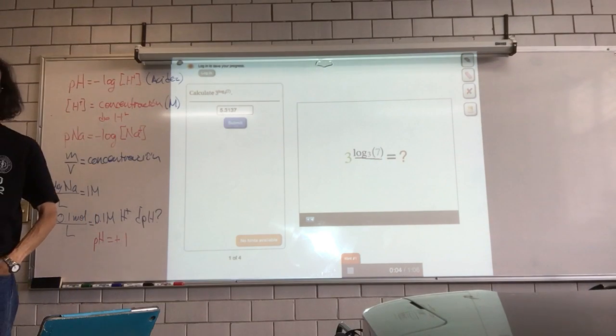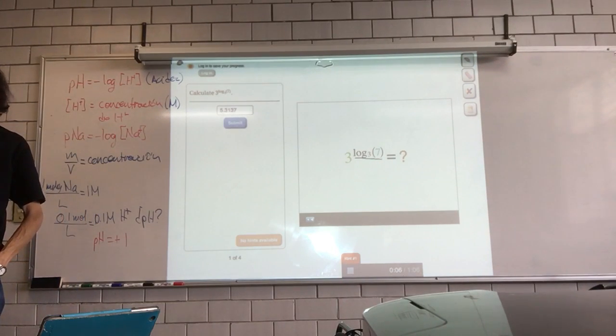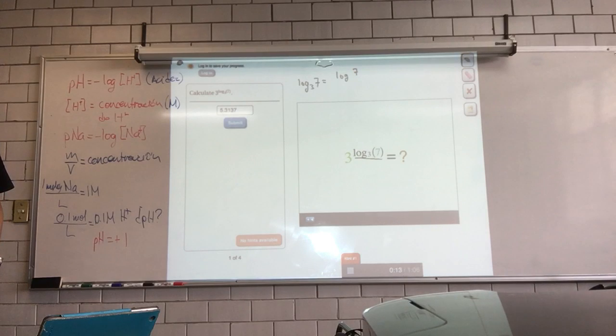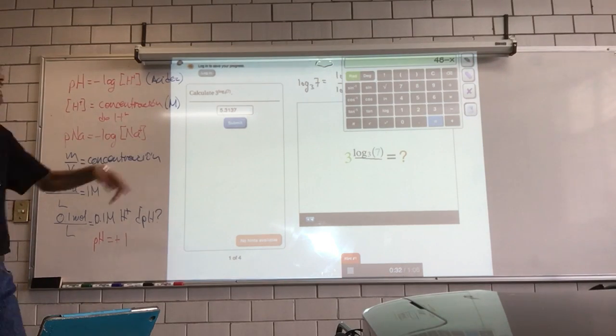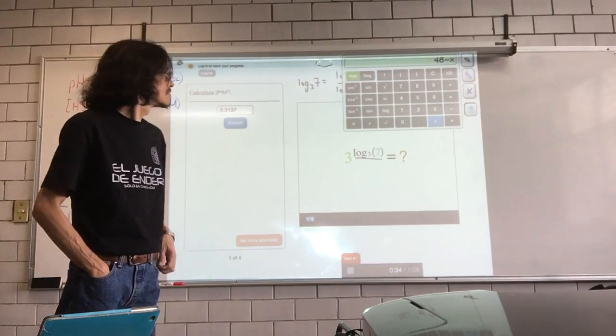The log base 3 of 7 is not something we can do in a calculator, but we can use an identity to rewrite the log base 3 of 7 as the log of 7 divided by the log of 3. And now these are both base 10, which our calculator can do. Let's try plugging them in and see what comes out. So the log of 7 divided by the log of 3 is equal to 1.7712.